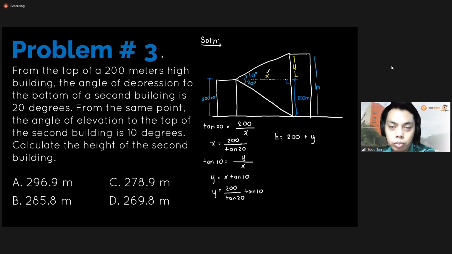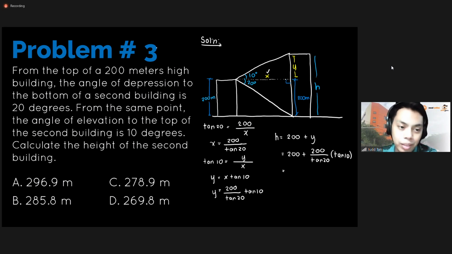Let's go. Add na natin. H is 200 plus 200 over tangent 20, then i-times natin tangent ng 10, para isahan na lang guys yung pag-solve sa calculator. So answer is malamang 200 something. 296.89.